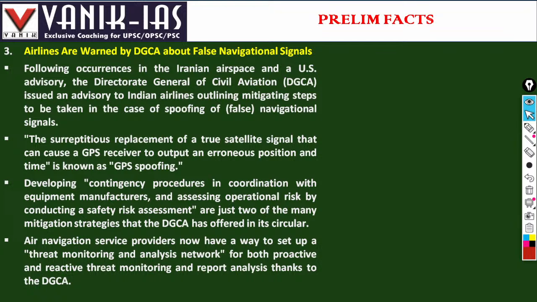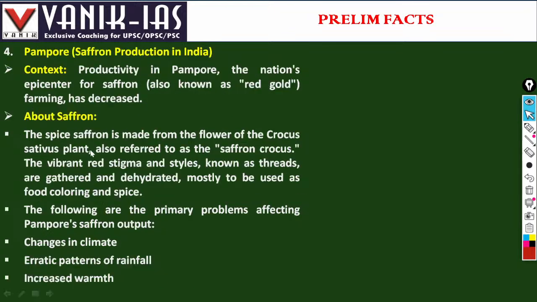Developing contingency procedures in coordination with equipment manufacturers and assessing operational risk by conducting a safety risk assessment are just two of the many mitigation strategies that the DGCA has offered in its circular. Air navigation service providers now have a way to set up a threat monitoring and analysis network for both proactive and reactive threat monitoring and report analysis, thanks to the Director General of Civil Aviation.